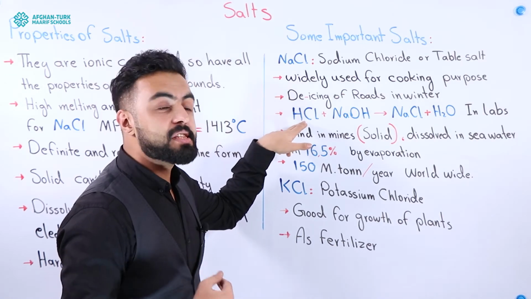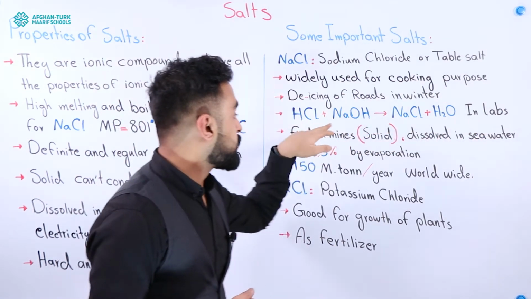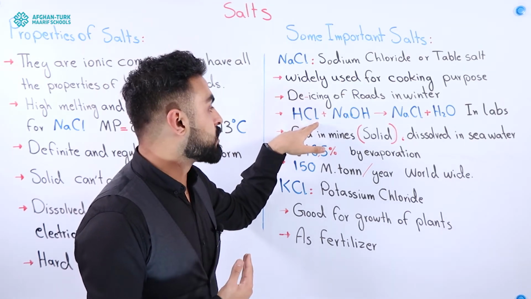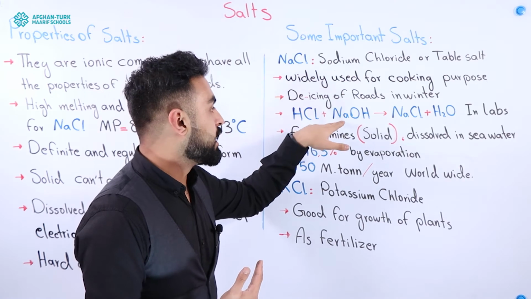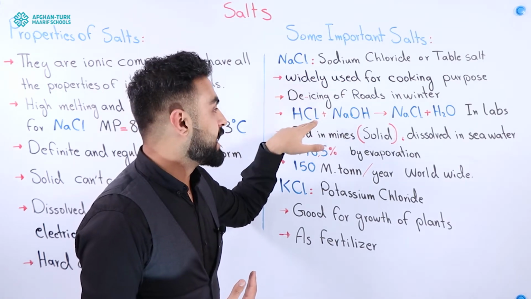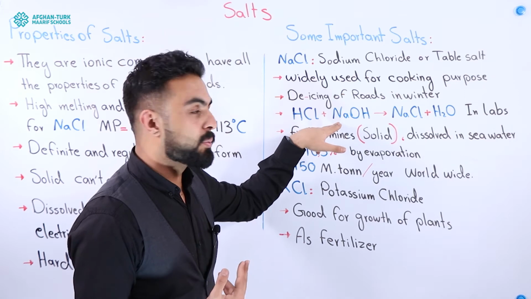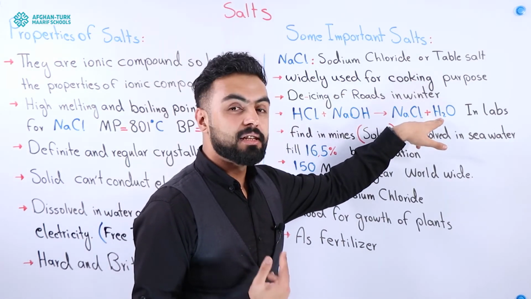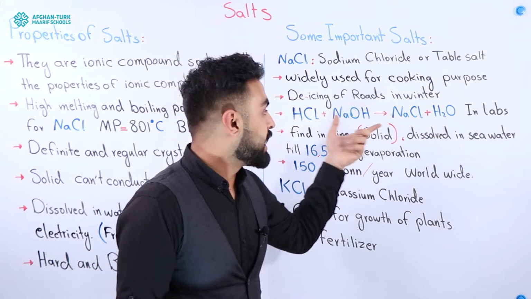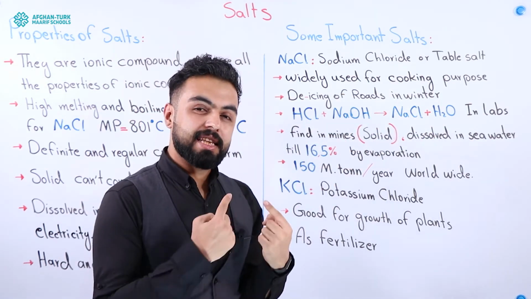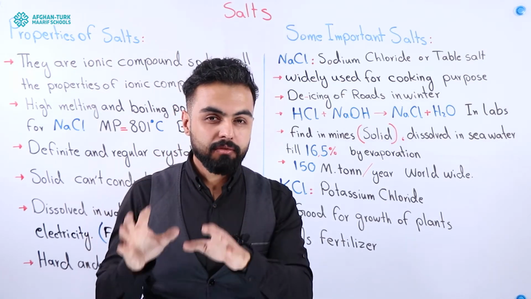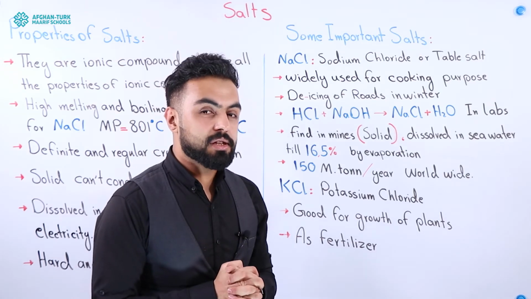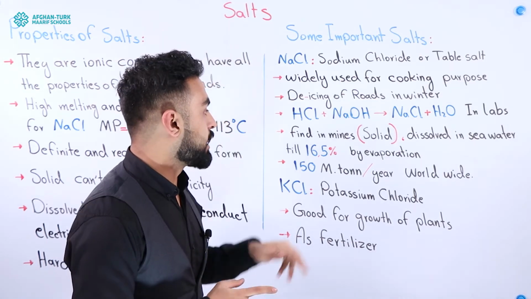We can produce it in laboratories through this equation: hydrogen chloride, or hydrochloric acid, with sodium hydroxide. An acid and a base react with each other, and then we have sodium chloride and H2O, water. If you remember, this reaction of an acid with a base was a neutralization reaction. Yes, that's right.